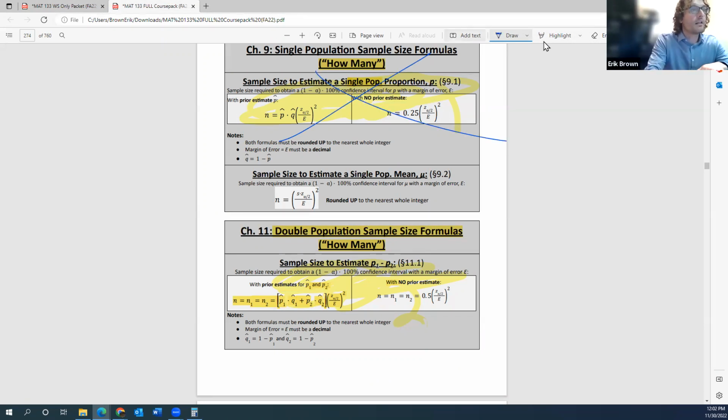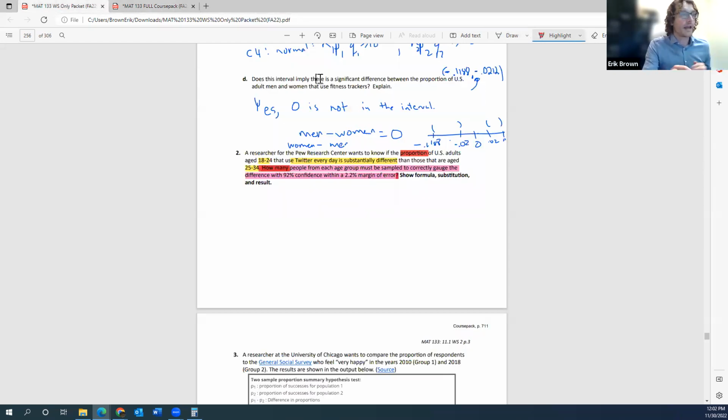Now, look at what these two have. Oops, I got way too much highlighting. It says either a prior estimate or no prior estimate. Which does our problem have? No prior estimate. How did you know? Well, because it says how many people from each age group must be sampled to correctly gauge the difference. So that means they haven't done it yet.